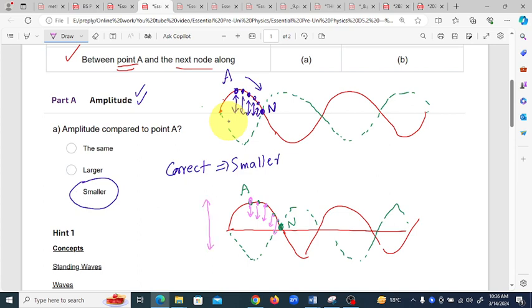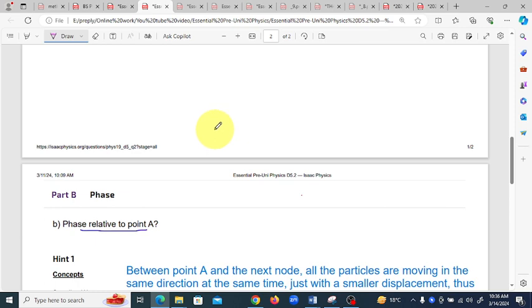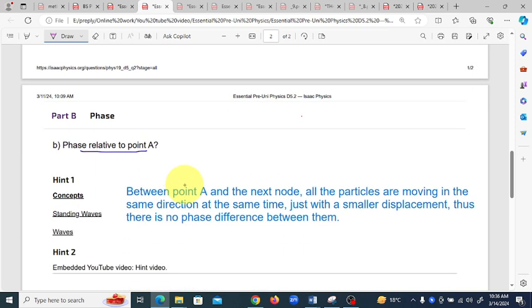Their phase depends on the direction of motion, so all the particles from A to this node are moving down. So they have the same phase, no phase difference. The phase relative to A is 0, meaning no phase difference between these particles. So the phase difference is 0 degrees. All the particles have zero phase difference.